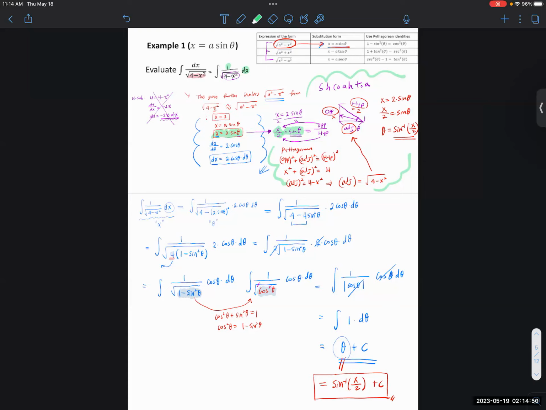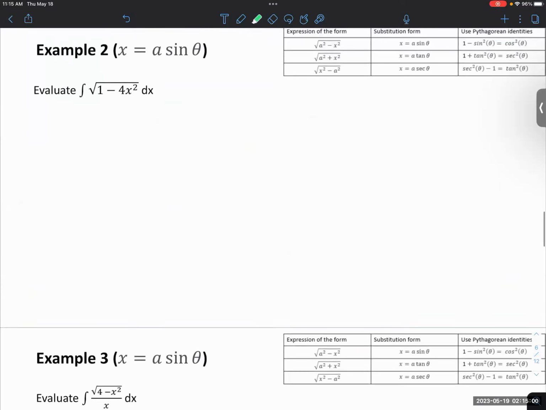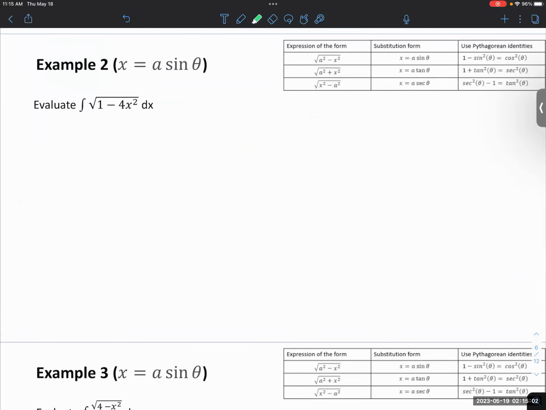So let's take a look at example 2. I'm going to try to help you guys, show you all the work. So let's go down slowly, okay? Always check the structure of the function. Okay, let's check the structure of the function.